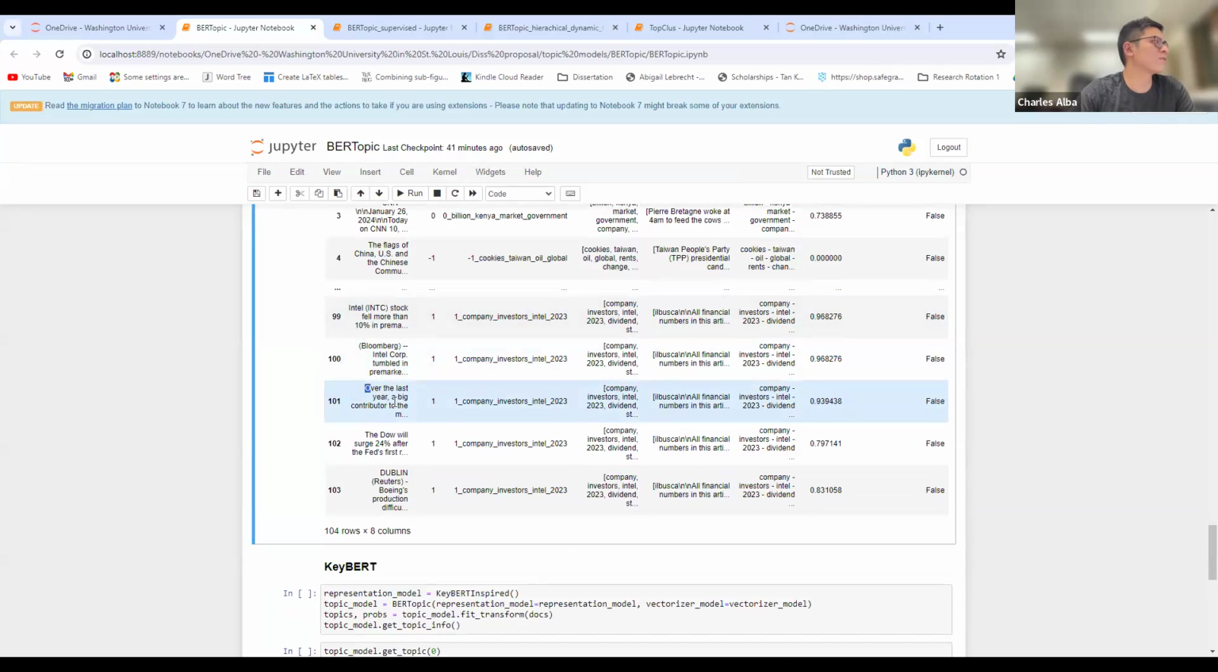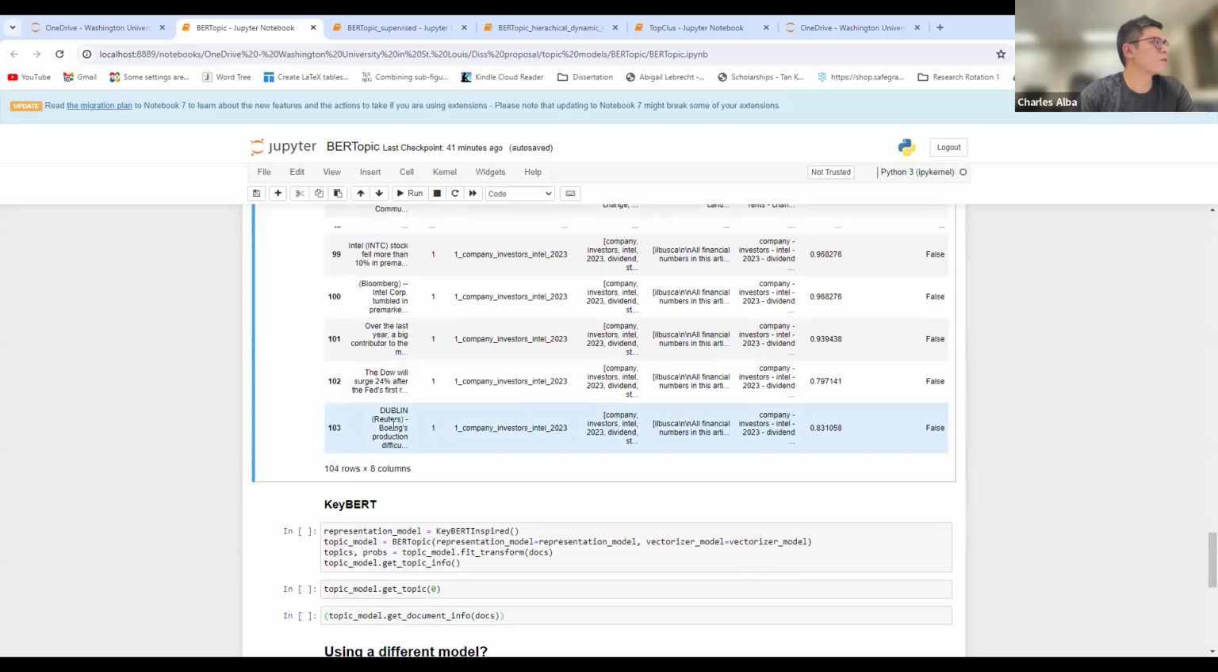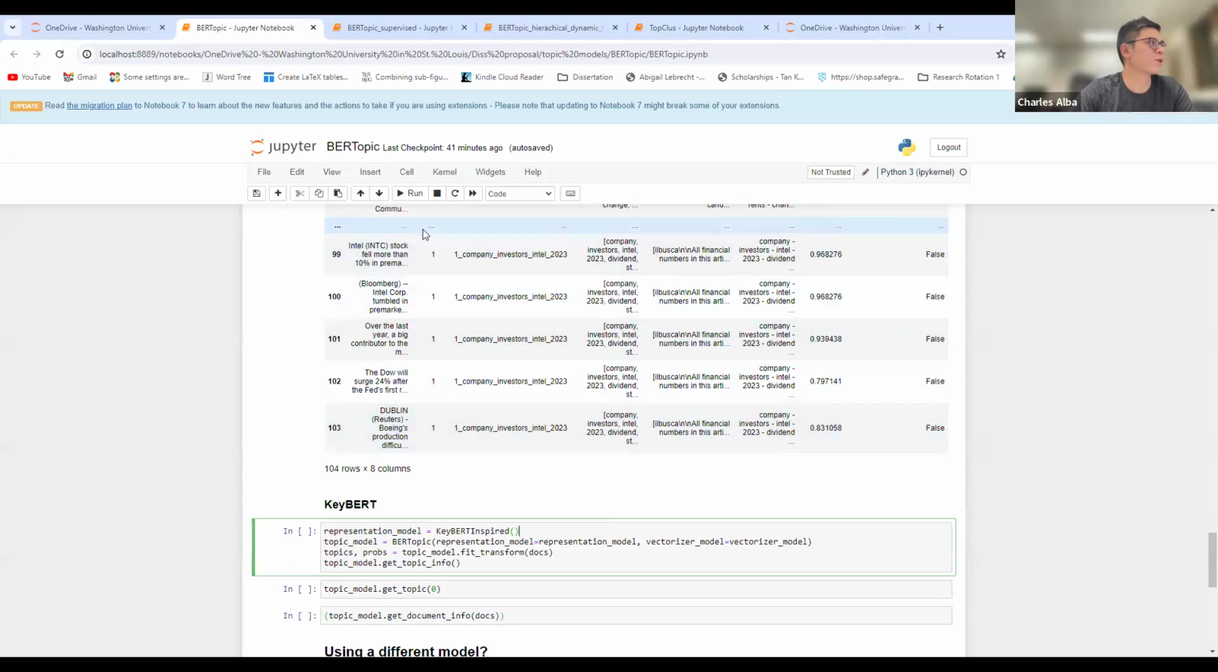It makes sense, because here it's talking about the Dow again, so it definitely belongs to the same topic. Here is a bit less confident, because it gives Intel, but it's talking about Boeing, but nonetheless, probably still talking about stocks. So yeah, much more coherent compared to the previous one that I showed you.